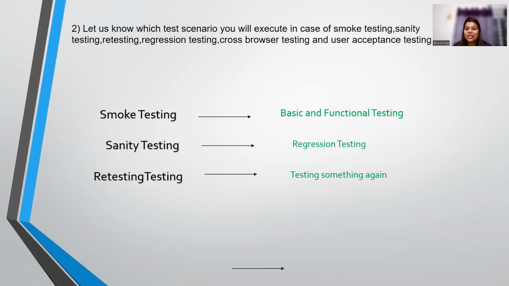So, for example, I'm not satisfied. I have done one testing and I'm not satisfied, and I feel there's some other problem that I'm not able to rectify in the first attempt. Then I'll go for the retesting, that is testing something again and again.